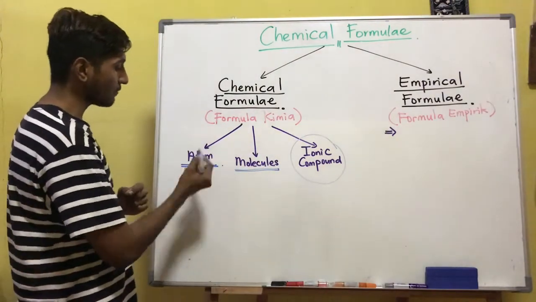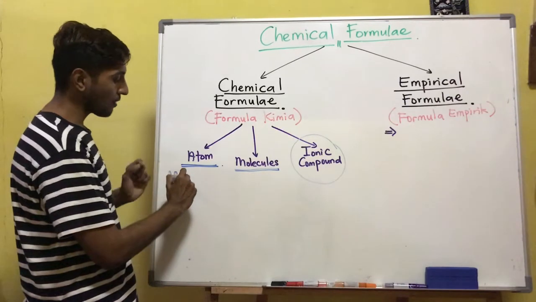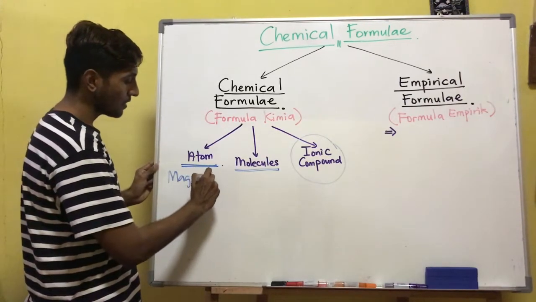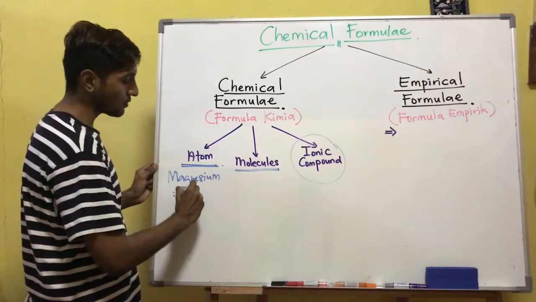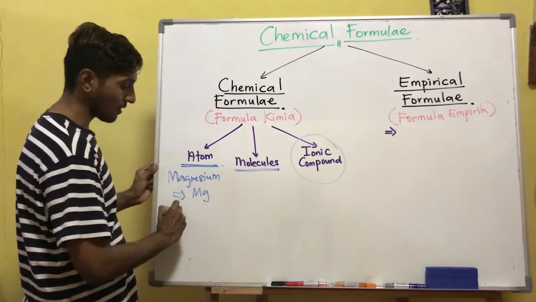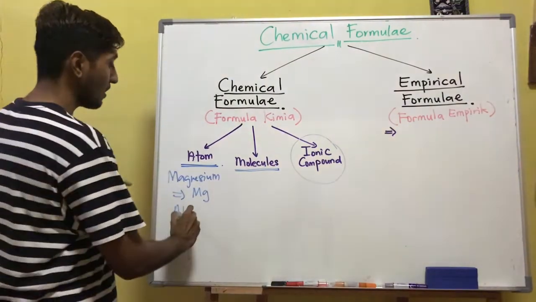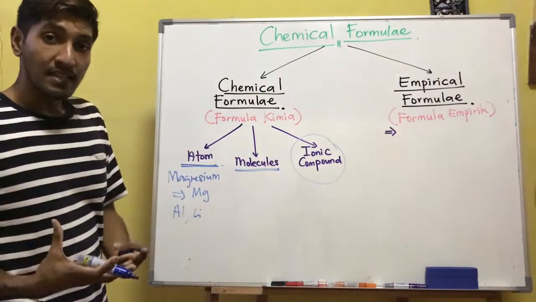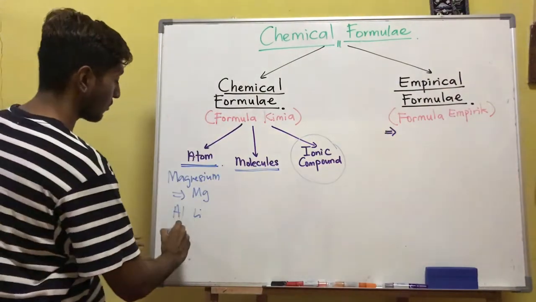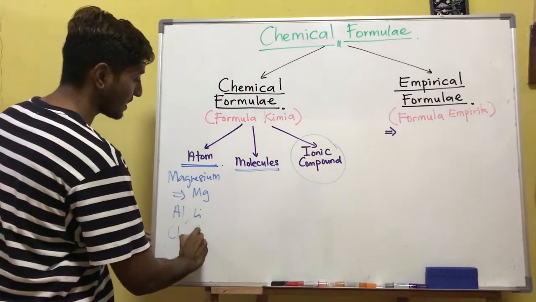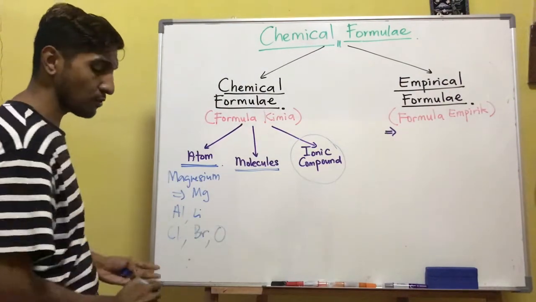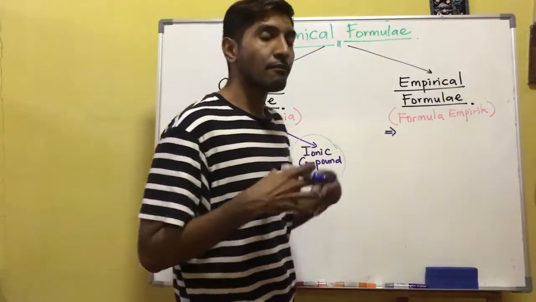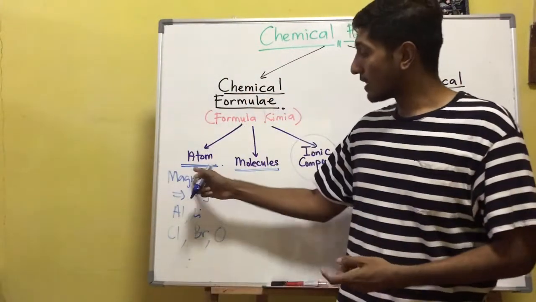Therefore, for atom, for example, if I'm talking about magnesium, it's going to be Mg. If I'm talking about aluminium, it's going to be Al. If I'm talking about lithium, it's going to be Li. Kalau lah saya nak cakap pasal klorin, so kalau klorin dia akan jadi Cl, kalau bromine dia akan jadi Br, kalau oksigen dia akan jadi O. Jadi itu adalah formula kimia untuk atom.